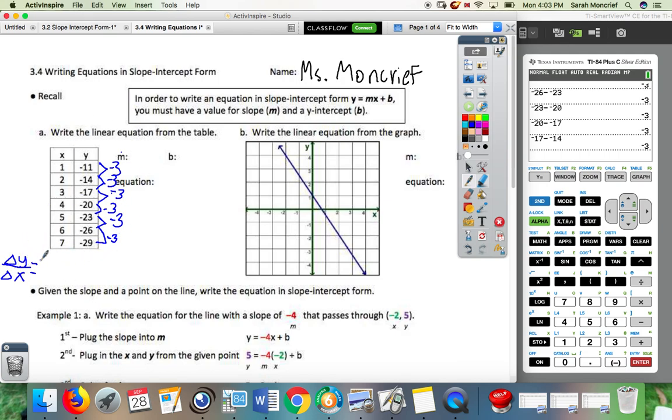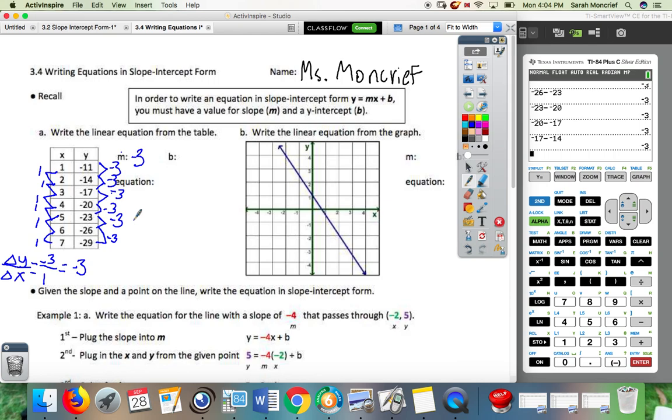So my change in y is negative 3, but I need to find my change in x. Again, starting down at the bottom, 7 minus 6 is 1, 6 minus 5 is 1, 5 minus 4 is 1, 4 minus 3 is 1, 3 minus 2 is 1, and 2 minus 1 is also 1. So my change in x is 1. Now what is negative 3 divided by 1? You guessed it, that is negative 3. So my m, or my slope, is negative 3.